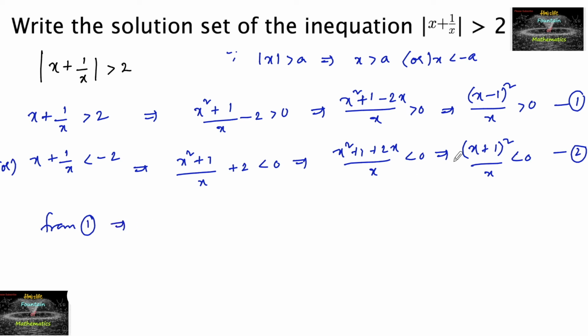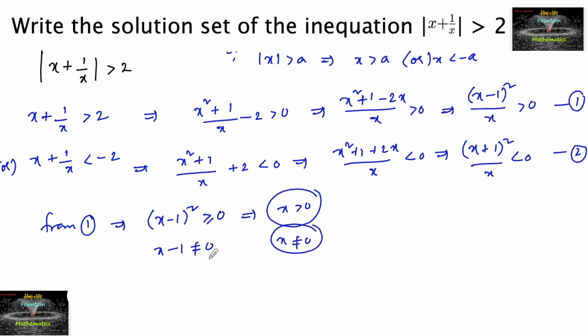From 1 we can give a conclusion that the numerator x minus 1 whole square is greater than or equals to 0, but it cannot be equal to 0 because it is strictly greater than 0. So if the numerator is positive, the denominator must be positive. So x must be positive, and also x minus 1 should not be equal to 0. To satisfy the inequality here, x minus 1 should not be equal to 0 and also x should not be equal to 0. These are the two cases, that is x not equal to 1, x not equal to 0, and x is positive.